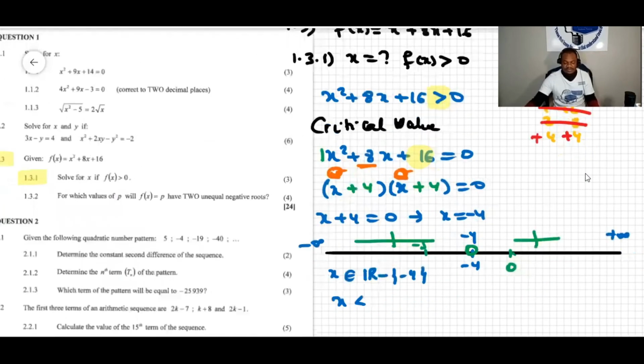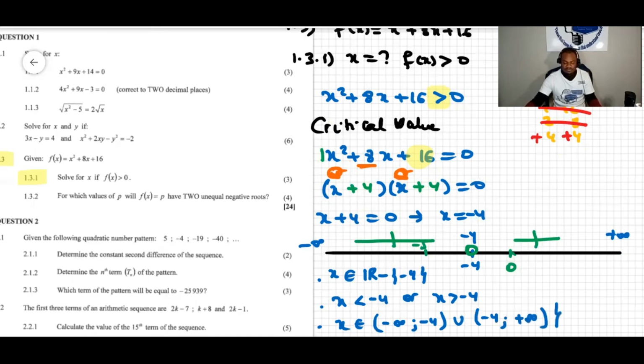It can also be written as x is less than -4, or x is greater than -4. This is also part of the solution. It's also another way of writing the solution. It can also be written as x is an element of the set from -infinity to -4, exclusive, union from -4 to +infinity. That's how you can write it. X is an element of this set.